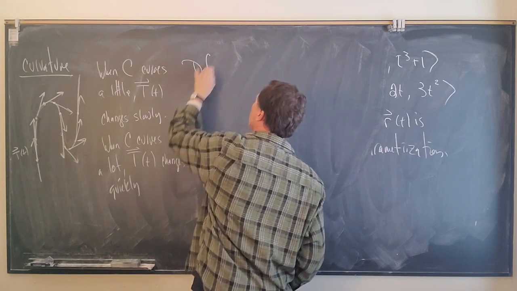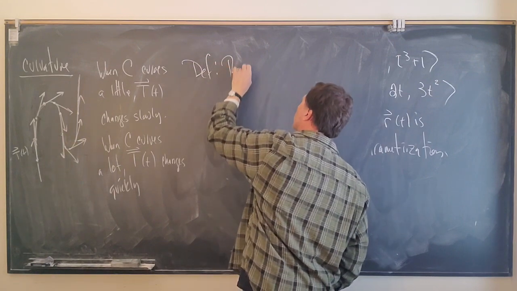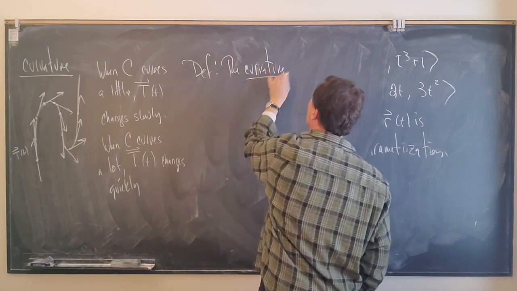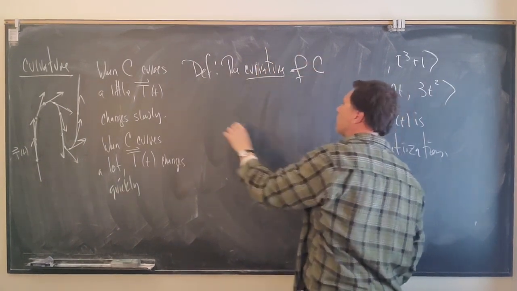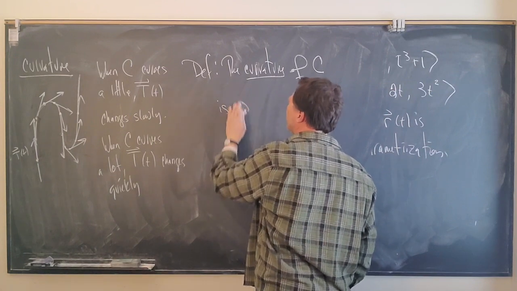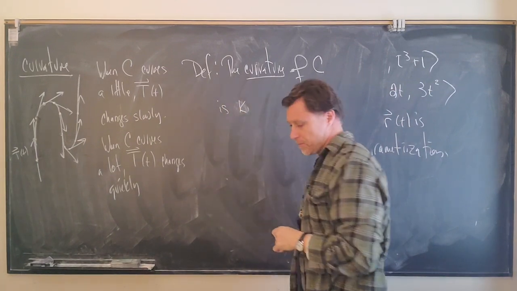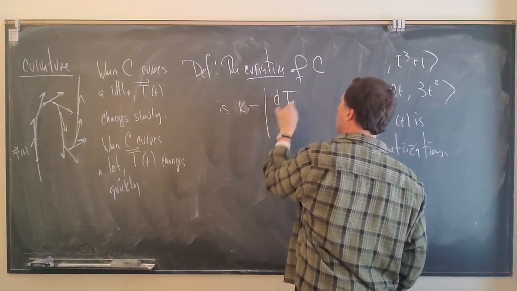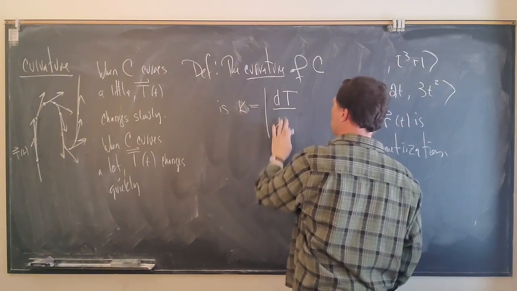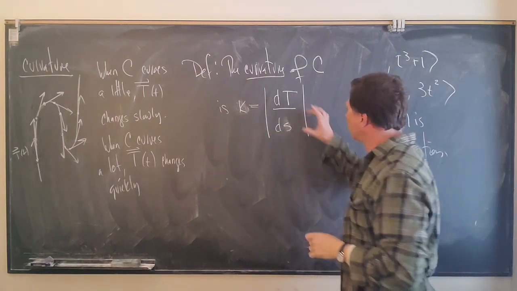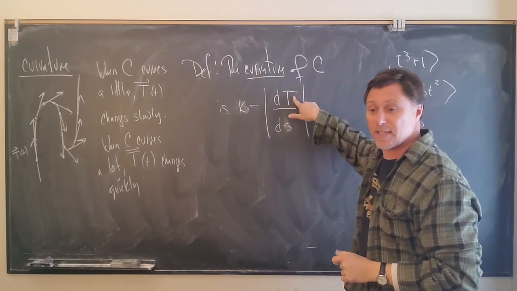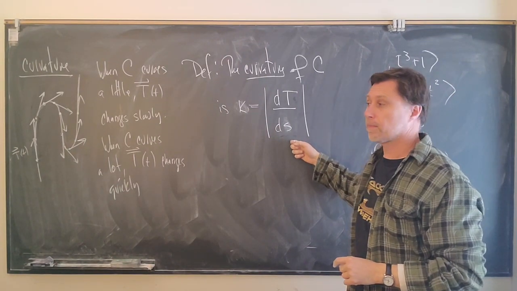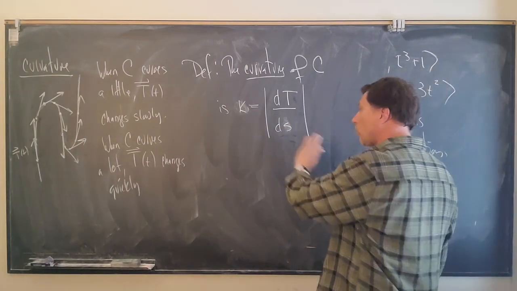Okay, so here's the definition. The curvature of C is, and it's usually written, in your book, as a little kappa, which is kind of like a little k. And so by definition, the curvature is, all right, so let's look at this. This is the change in T with respect to the change in arc length. So this quantity right here, that's called the curvature.